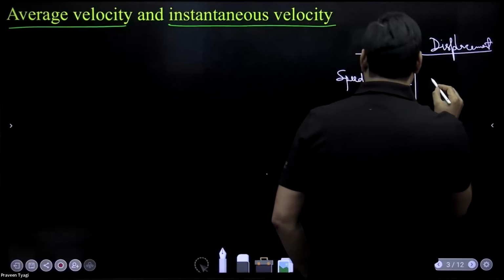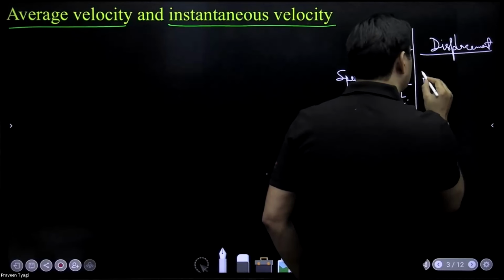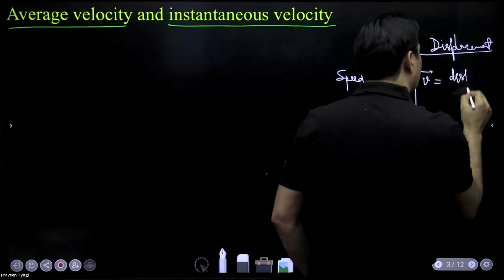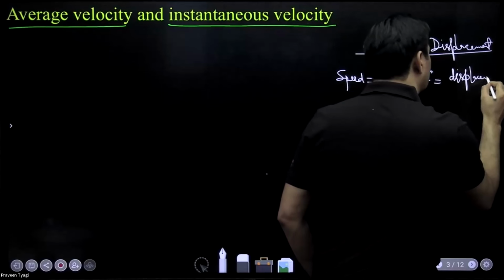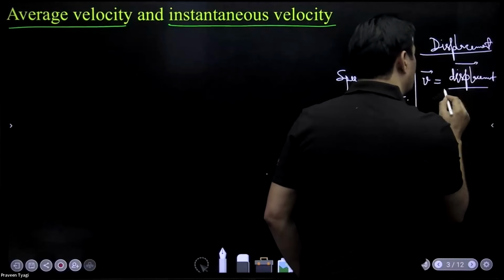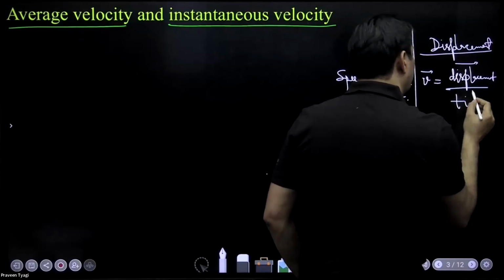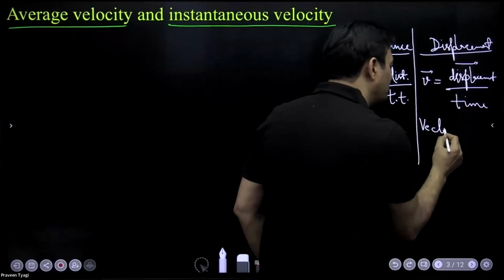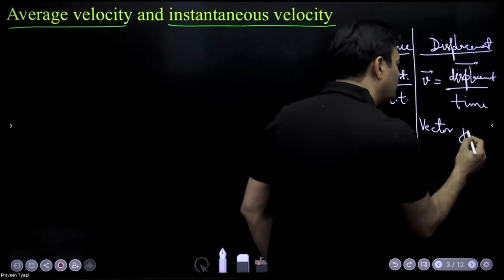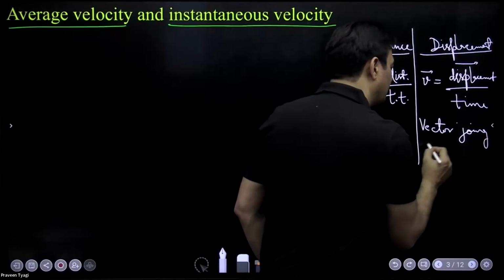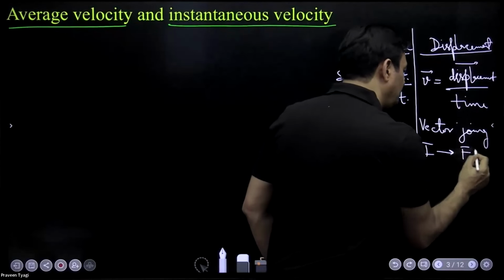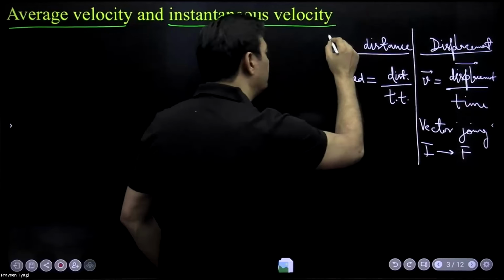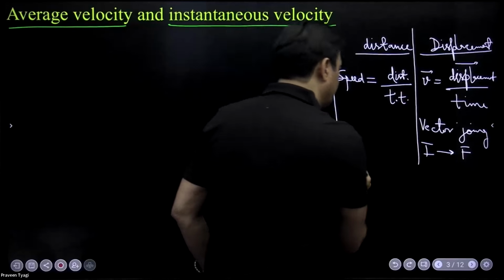On the other hand, velocity is defined as displacement vector upon time taken. And I told you how we define the displacement vector: the vector joining the initial position to the final position, I to F. I is the initial position, F is the final position. This is the summary of the last lecture.